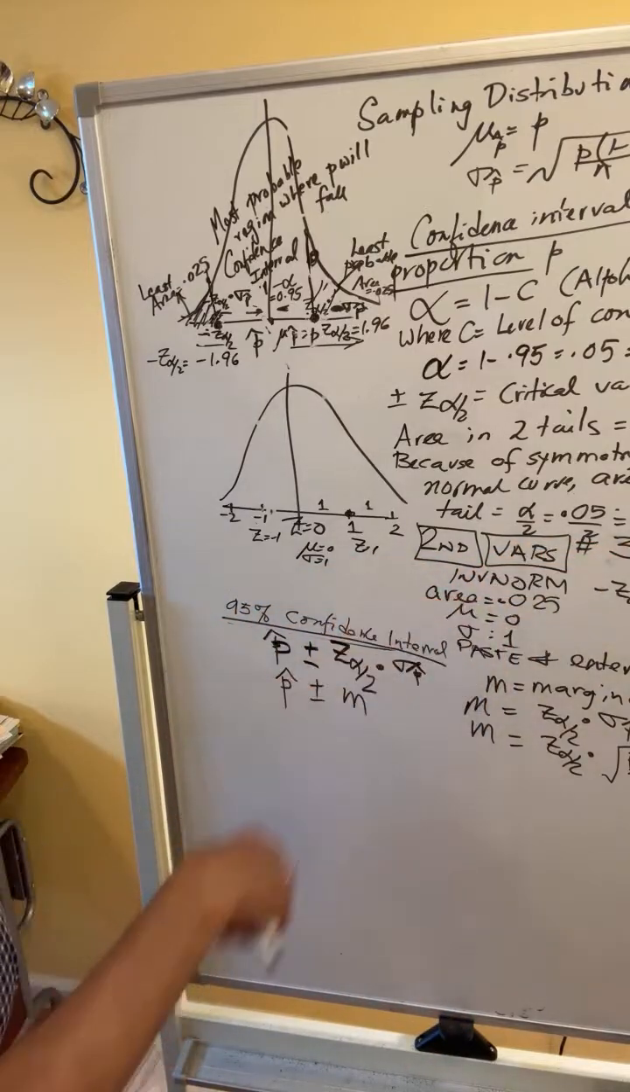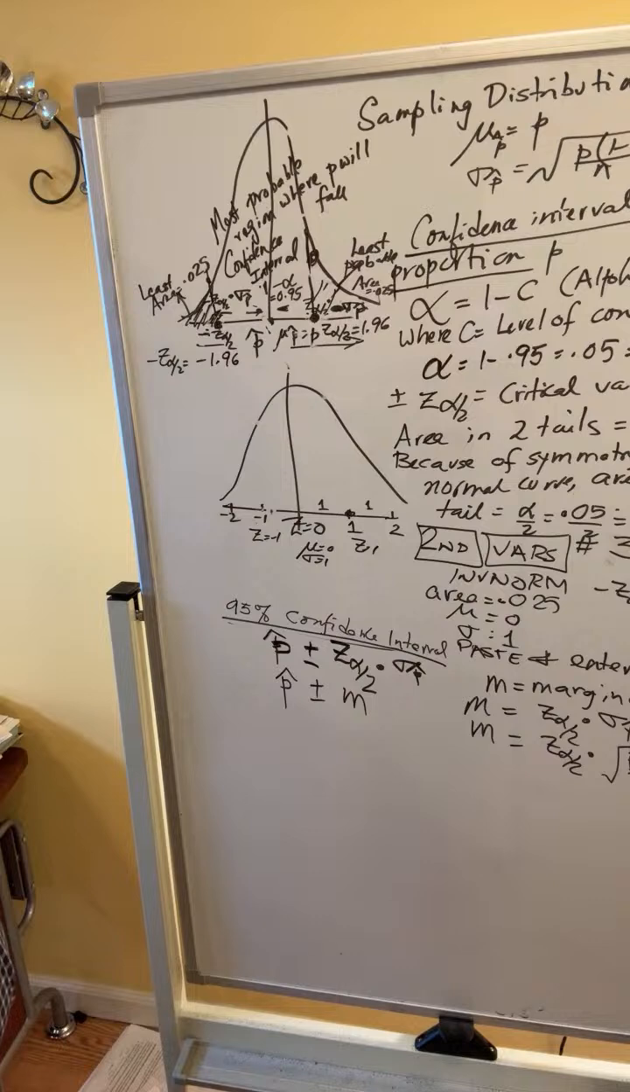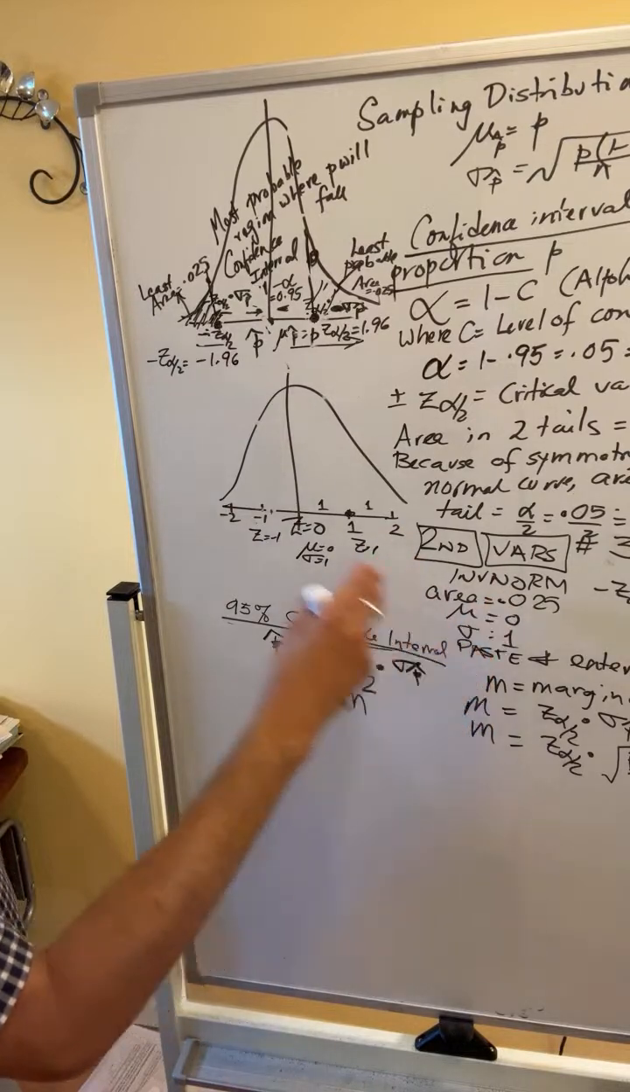Second inverse, 3 is inverse norm. Area in the tail is 0.025. Mean is 0. Sigma is 1. Why?